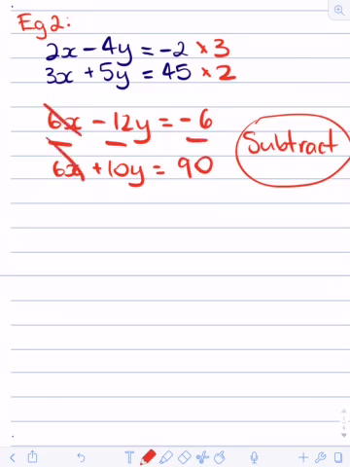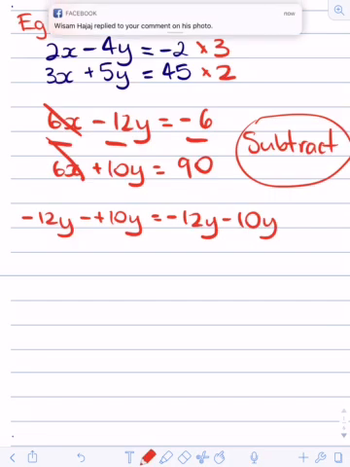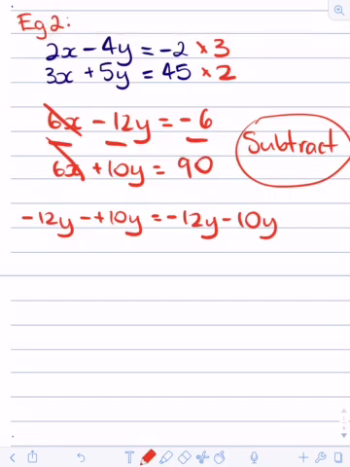Minus 12y minus plus 10y becomes minus 12y minus 10y. Because remember that plus and minus in between becomes a minus. So minus 12y minus 10y becomes negative 22y, and minus 6 minus 90 becomes minus 96.